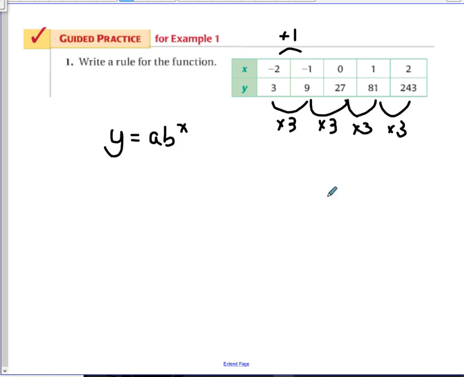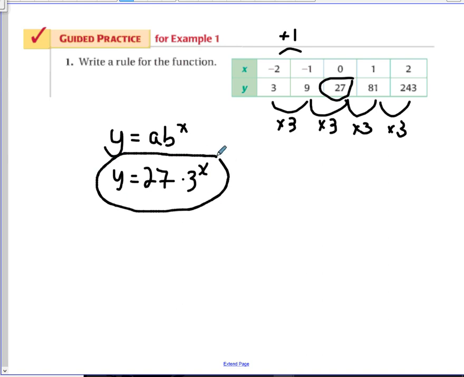where my a is my y value when x is 0. So I'm going to look for that value, so that's 27. And my b value is what the y is being multiplied by. So in this case, it's 3 to the x power. So my answer would be y equals 27 times 3 to the x power.